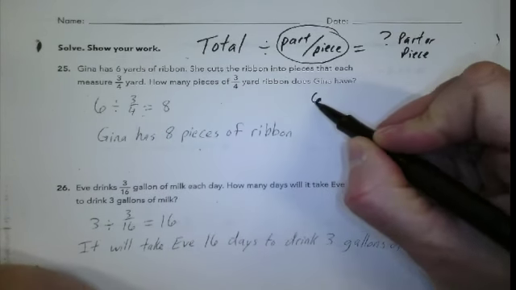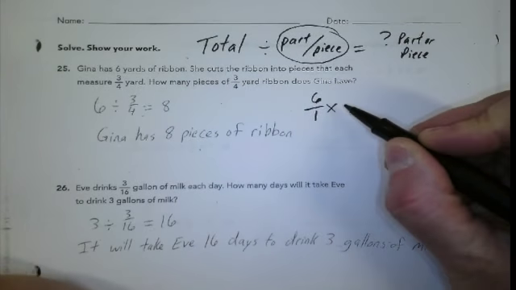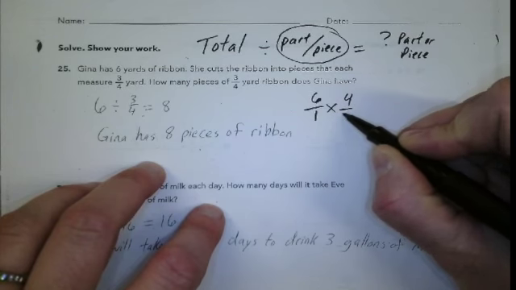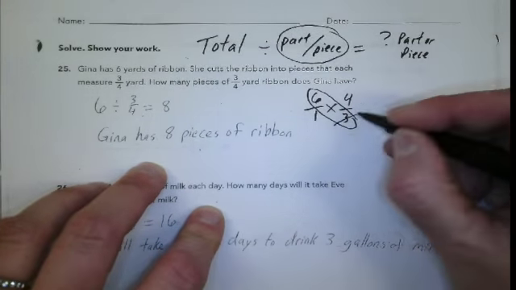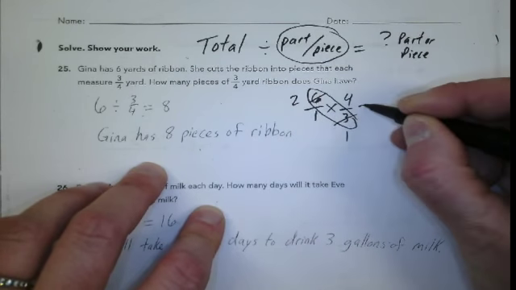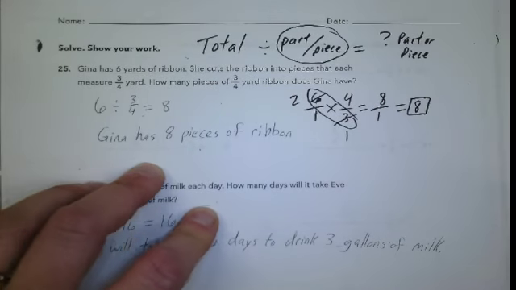The math would be 6 over 1. Instead of dividing by 3/4, you're going to multiply by its reciprocal, which is 4 over 3. Simplify and multiply. You can divide both of these by 3. This becomes a 1 and this becomes a 2. 2 times 4 is 8 over 1, which is where they're getting the 8 for that example.